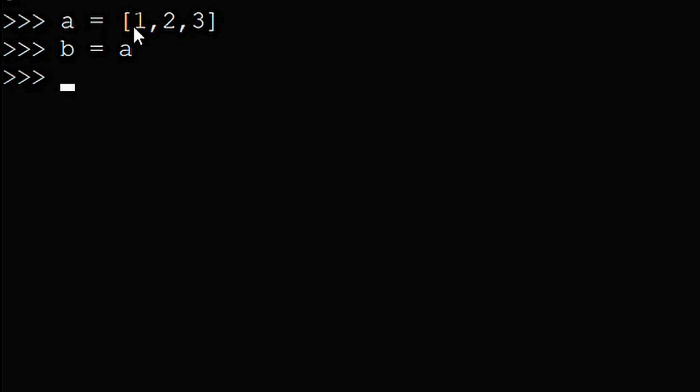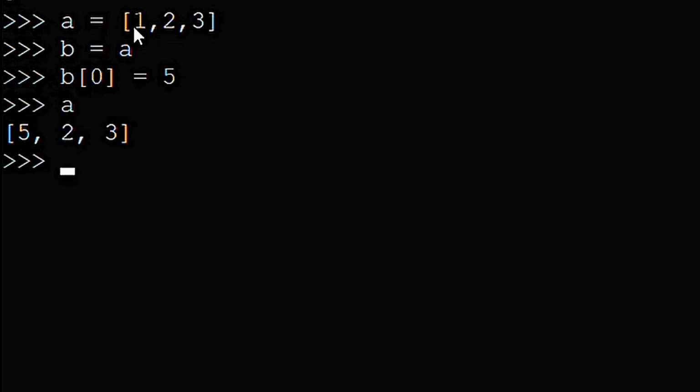If we then did B index 0 equals 5, then looked at A, you would see that A changed, even though it seems like we didn't change A at all, but we did. When we changed B, we were actually just operating on memory shared between A and B, so changing B changed A. The reverse would be true as well.